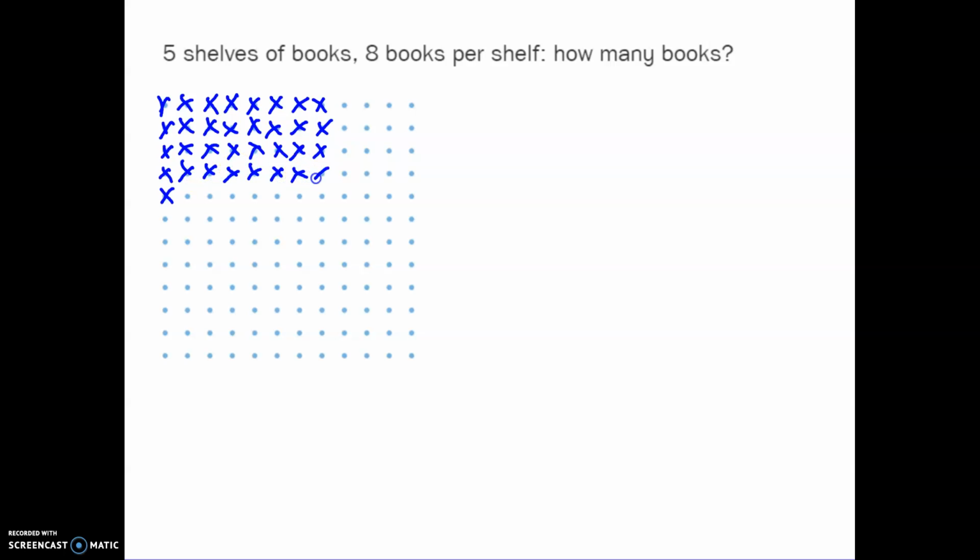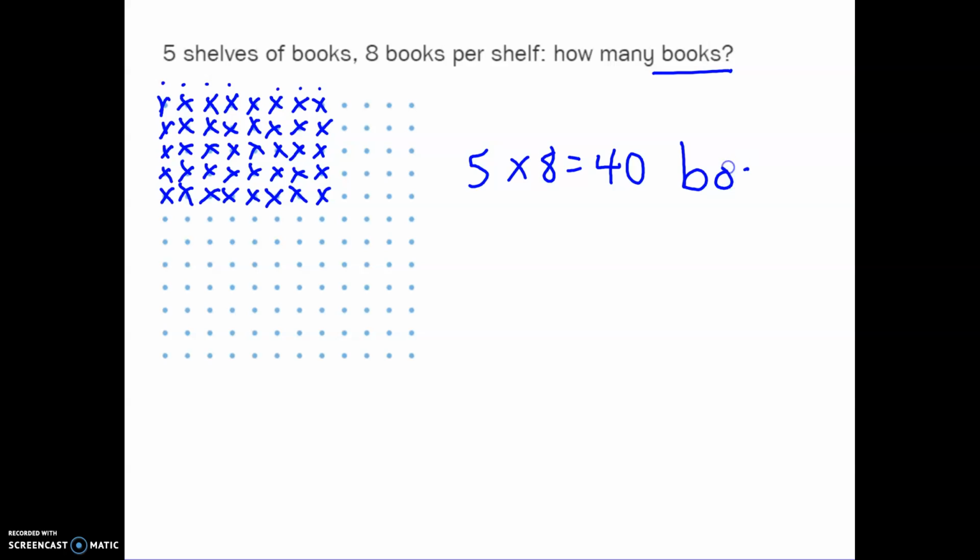So I just need to make sure that I have the same. Now, when I go to count these, I have 5 groups of 8. So I could go 8 plus 8 is 16, plus 8 is 24, plus 8 is 32, plus 8 is 40. Or I know there's 5 here, and 5 here, and 5 here, so I can count each column going down as 5. So 5, 10, 15, 20, 25, 30, 35, 40. So 5 times 8 equals 40, but 40 what? How many books? 40 books.